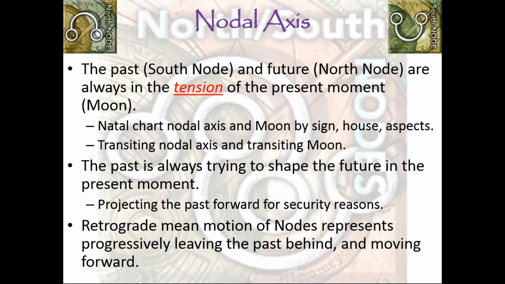Now, the past and future are always in tension of the present moment. And nowhere do we see that represented more clearly than South Node, North Node, and the moon. And this is true natally. You can look to see where the natal South Node, North Node, natal moon are, by where they're located in the chart, sign, house, aspects. And this is true in any moment. Where are the nodes transiting right now today? What sign is the moon in right now today?